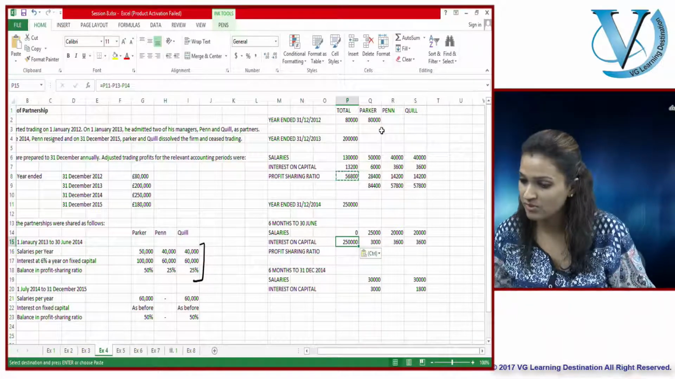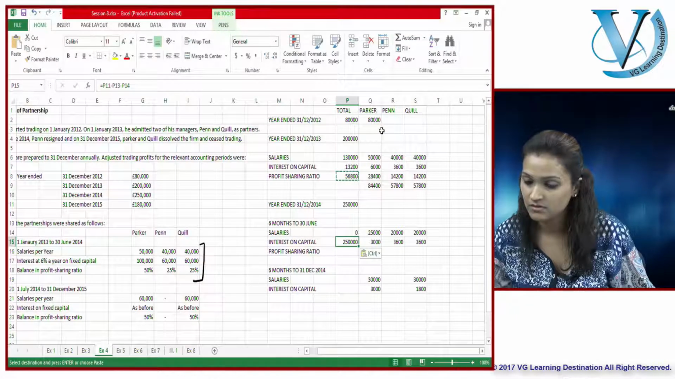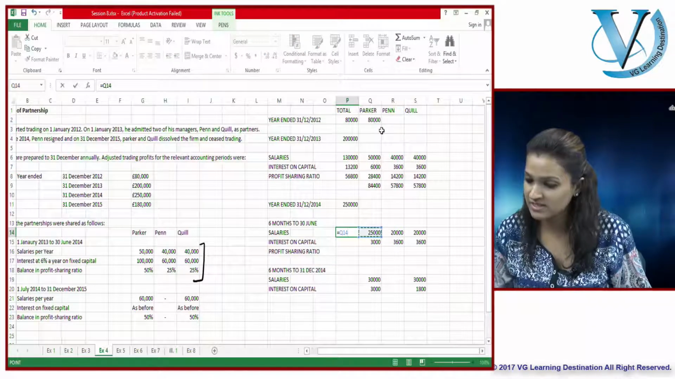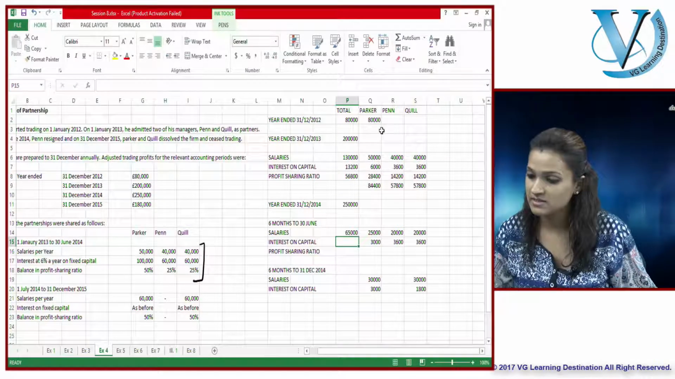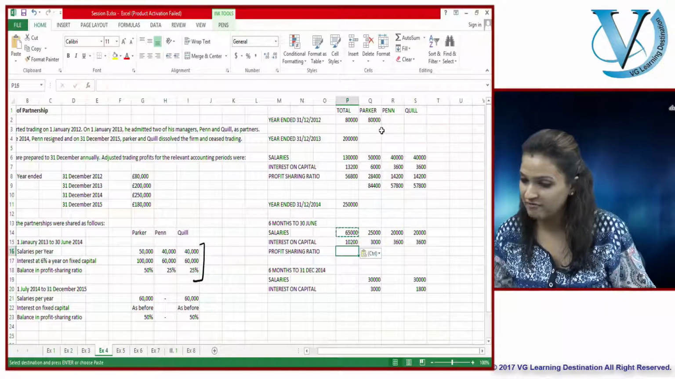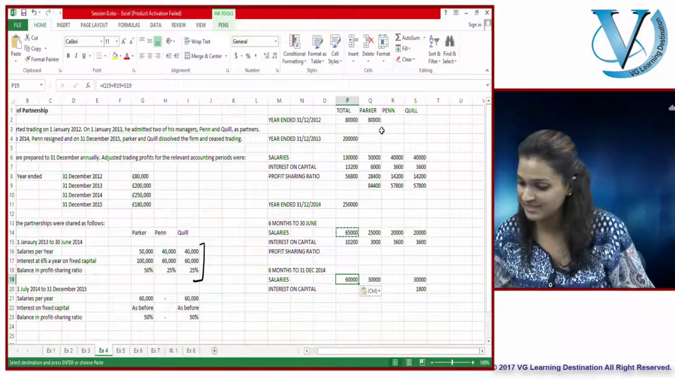To find out how much is left. So there's an error in the formula. It is equal to this plus this plus this. 65,000 pounds here. Let's sum up and find out what of the profit is left.